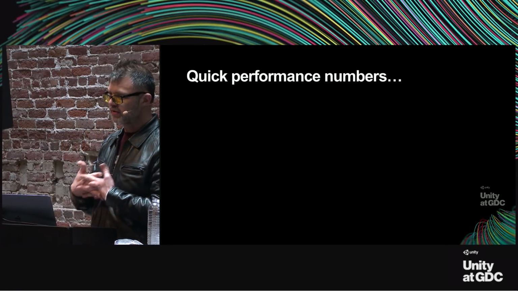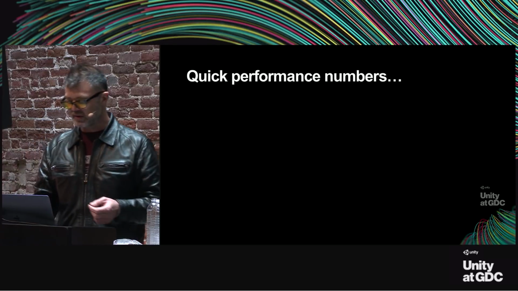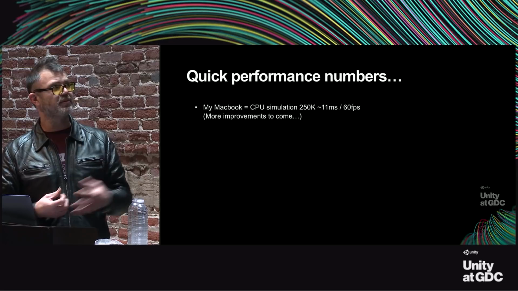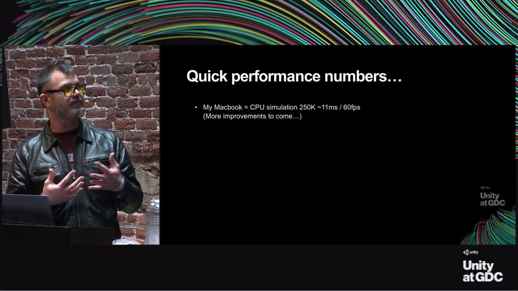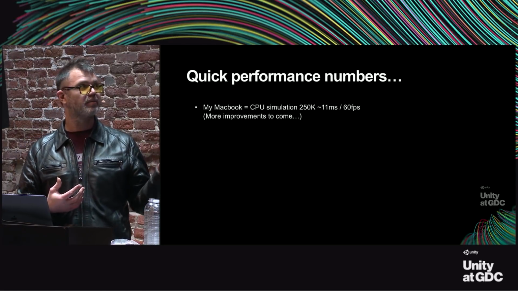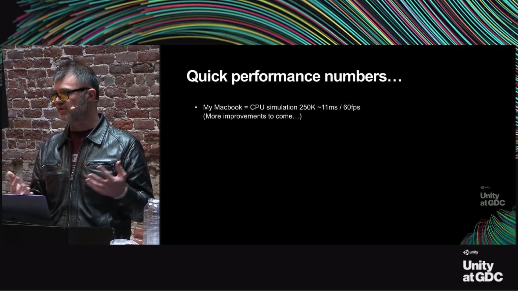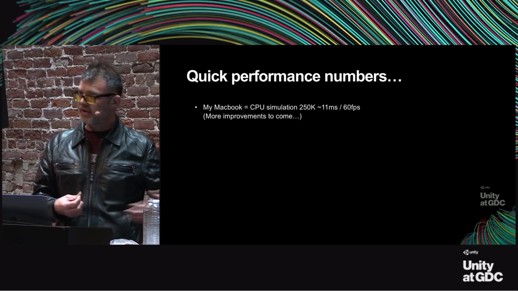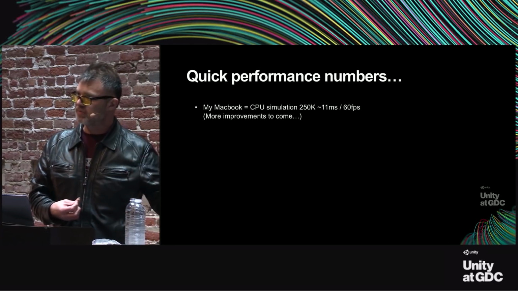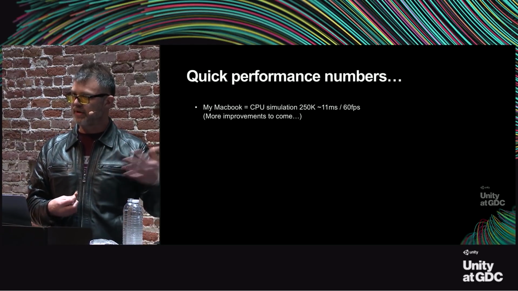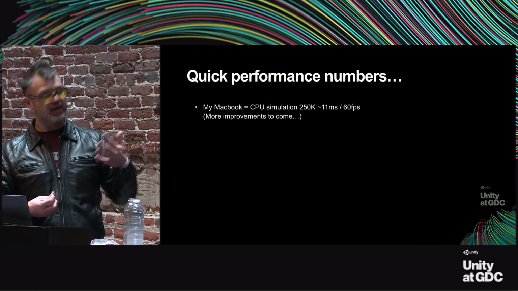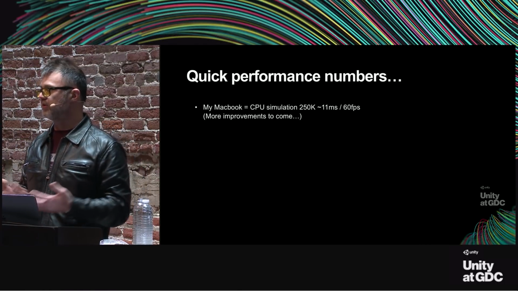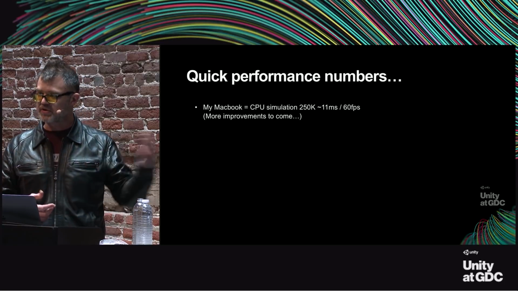So let me give you some quick performance numbers just for context. On my MacBook here, you can do CPU-side simulation of about 250,000 Boids in about 11 milliseconds. So that's easily 60 frames a second. There's more improvements to this to come. Again, as I said, this is an optimizable process for us. We can now take it and make it better. But as a default position, it's pretty good, right? It's a reasonably good performant default. And this is where we want to be.